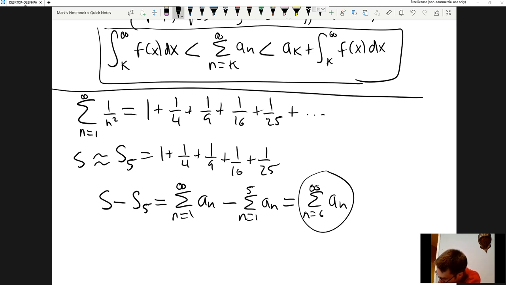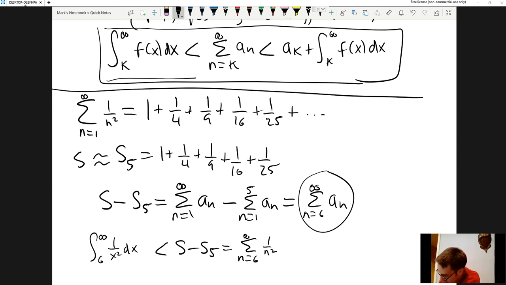So we can say something about exactly how large that is by applying this result that we just derived a moment ago. We can say that S minus S5, which is the sum from n equals 6 to infinity of an, and an here is 1 over n squared, has got to be greater than the integral from 6 to infinity of 1 over x squared dx. So that's this piece. And it's got to be less than a6 plus the integral from 6 to infinity of 1 over x squared dx.